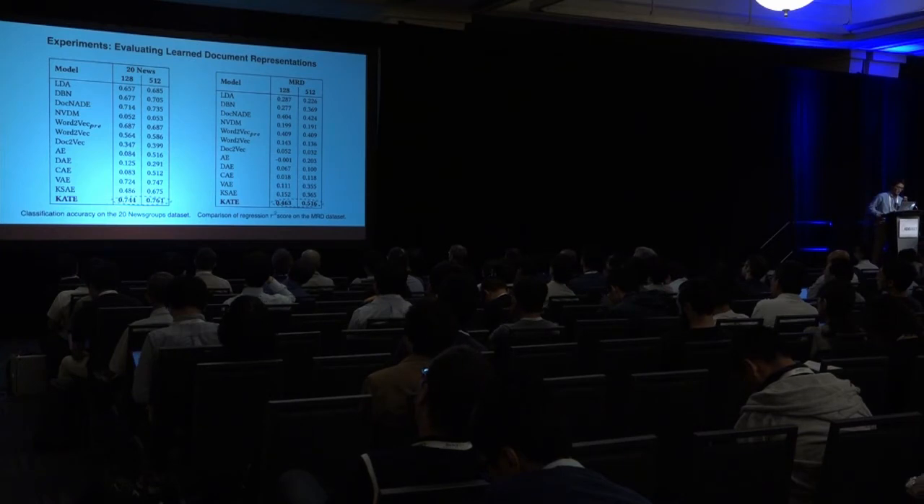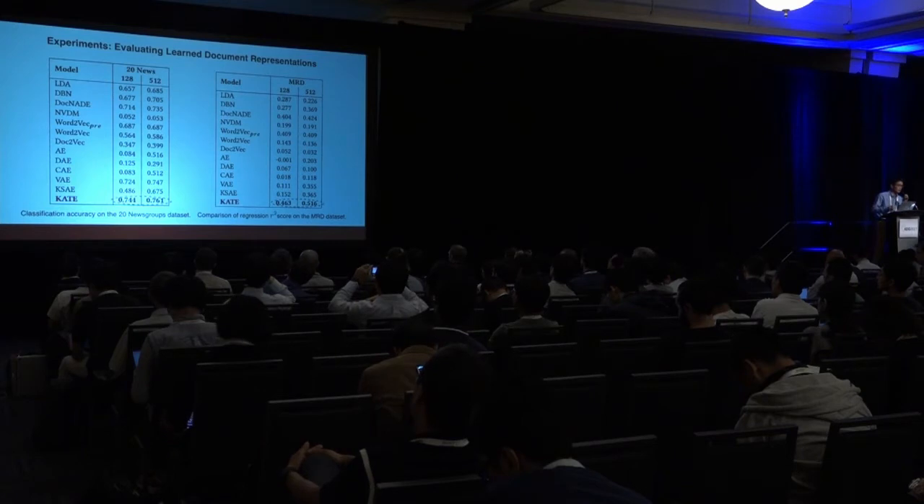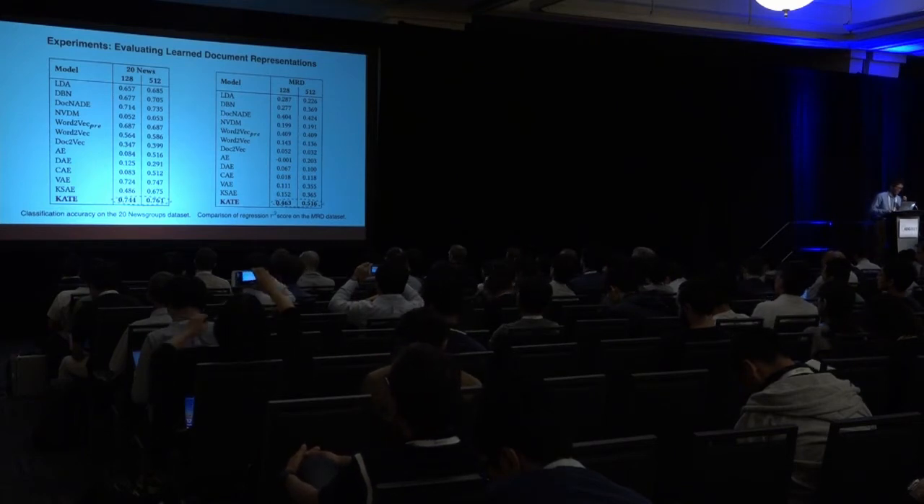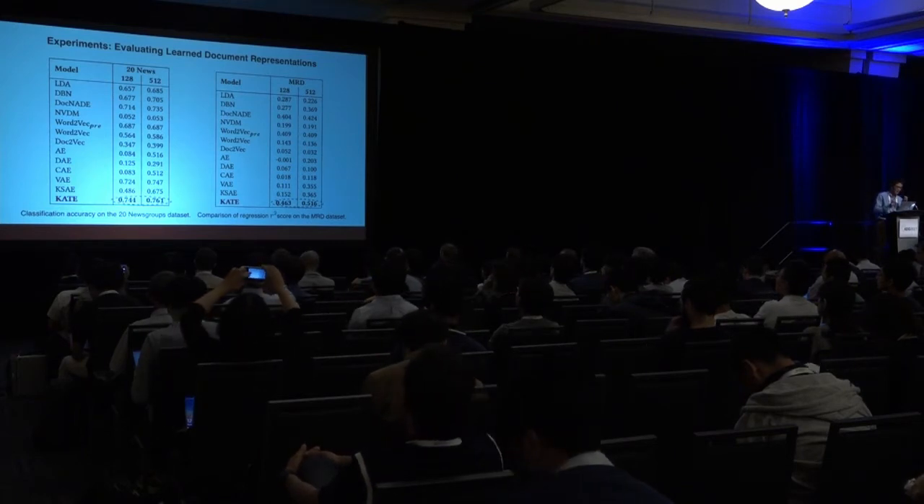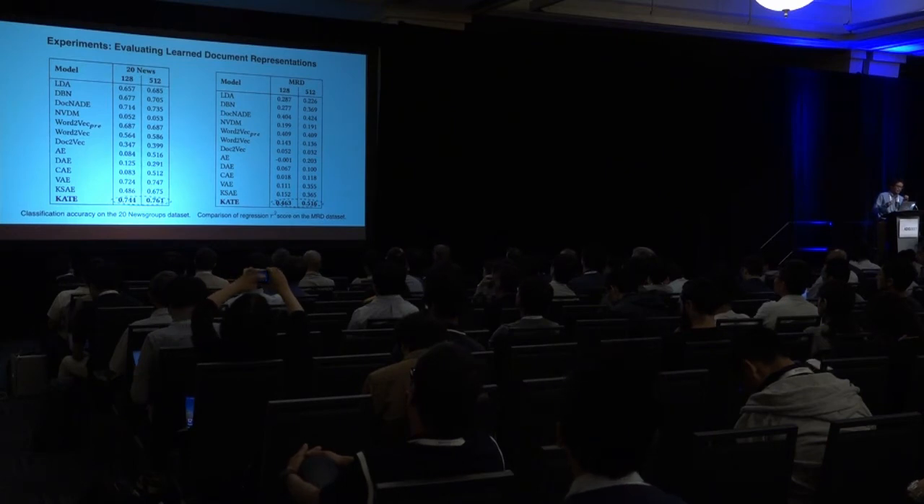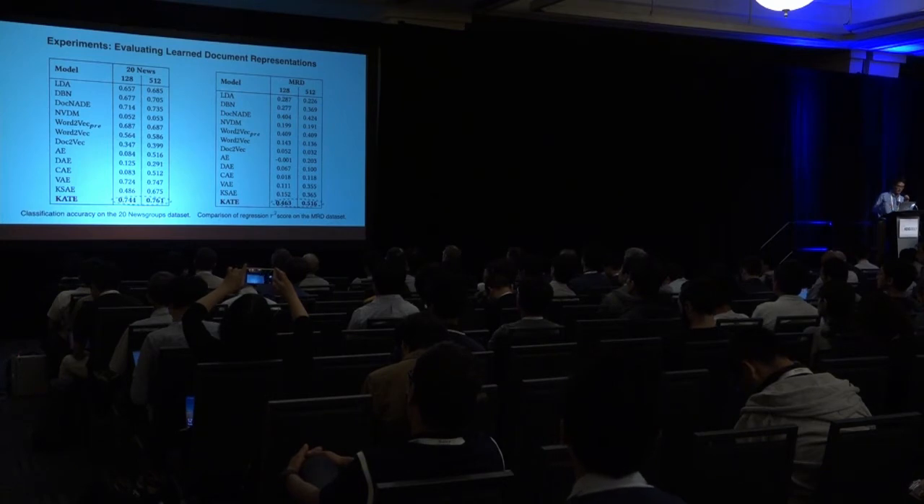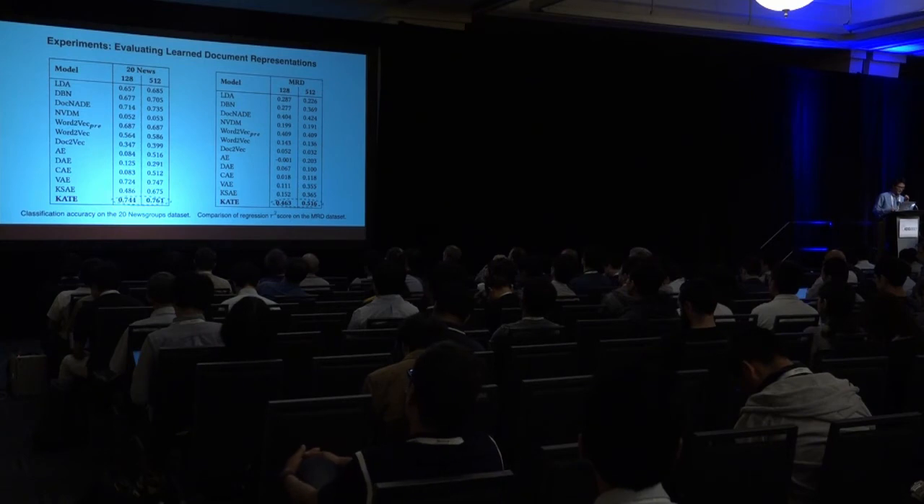So here we evaluate the quality of learned document representations from various models for the purpose of document classification and regression. We train a very simple 2-layer neural network as a classifier or for regression. And the neural network uses the learned document representations as input features and directly maps them to the output classes or values. And as we can see, KATE significantly outperforms all other methods across different tasks and datasets.